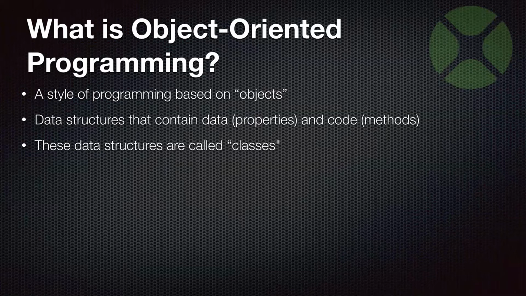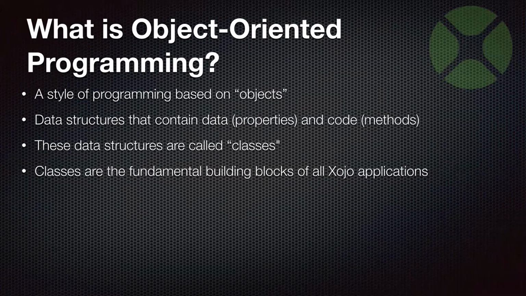These data structures are actually called classes. So when you're designing your apps, you're creating classes that you will use as objects as you're coding and your app is running. And essentially, classes are the fundamental building blocks of all your Xojo applications. Now, you don't have to take advantage of object-oriented programming when you're designing your own stuff. But the Xojo framework is object-oriented. The design of UIs is. And once you get this overview of how it can be helpful to you, I bet you're going to want to be taking advantage of it as well.